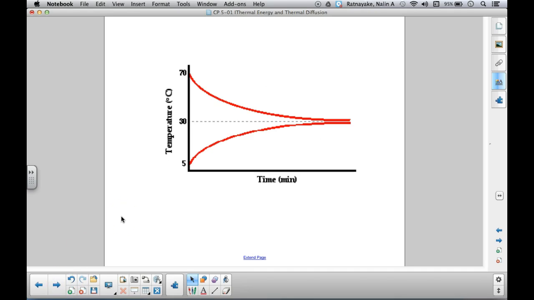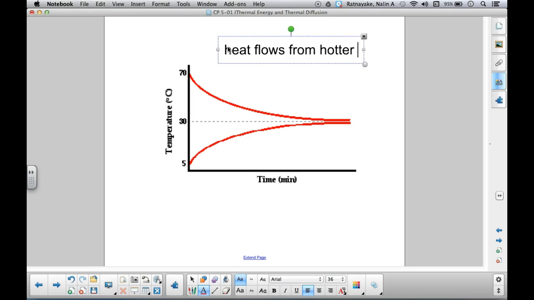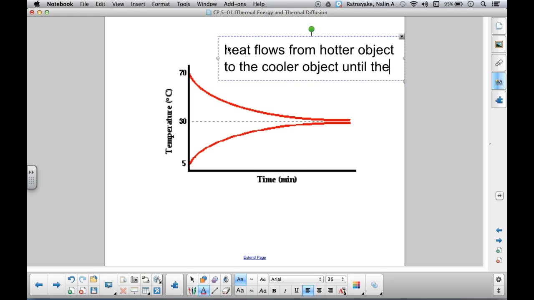If I were to plot that on a graph, this graph shows time on the x-axis and temperature on the y-axis in degrees Celsius. Here is my cold object starting at a chilly 5 degrees Celsius. That's maybe like ice water, and it's going to warm up gradually. Its temperature is going to increase, increase, increase. And by the way, heat is flowing between these objects. So these objects are in thermal contact. Heat flows from the hotter object to the cooler object until they reach the same temperature.